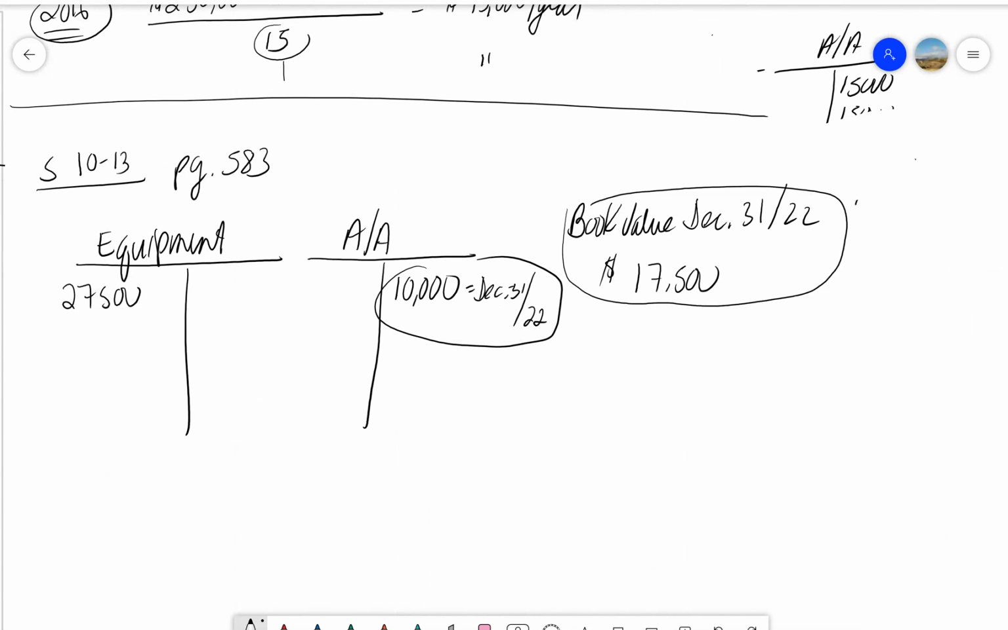On our books, the value of this asset is $17,500. Now, what did we sell it for? We sold it for $20,000. So did we make any money? And we did, because the value of the asset is $17,500. We sold it for $20,000. So from an accounting perspective, we actually made $2,500. So that's going to help us do the journal entry now.